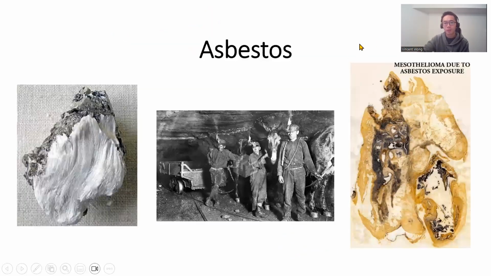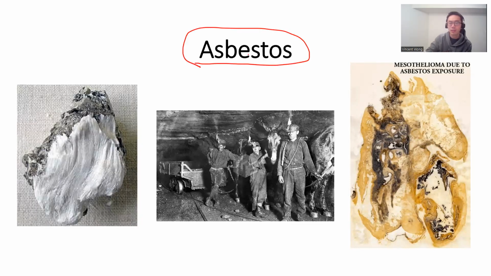Okay, quick story. Asbestos. If you have not heard of asbestos before, that's what it looks like, okay? But asbestos is used as a fire retardant. Okay? And in a lot of older buildings, they have asbestos behind the walls. So in case, there's a question.